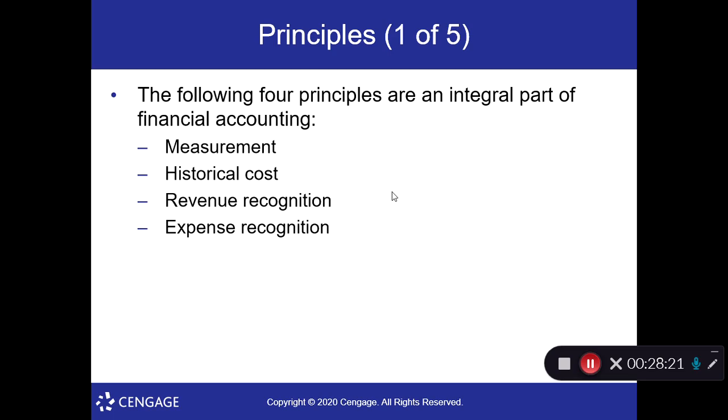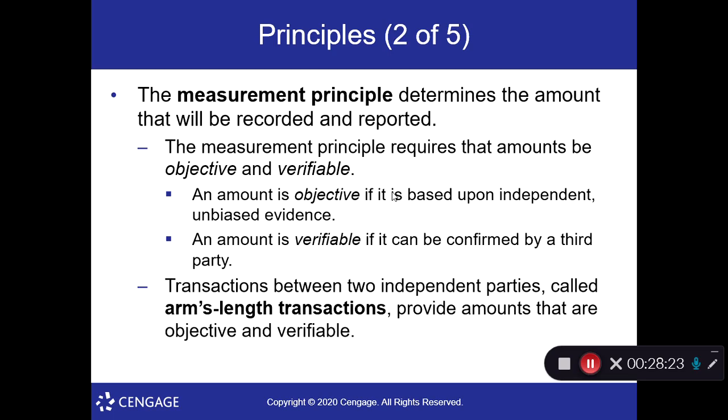And then we have 4 principles of financial statements. The first is measurement. So everything in our financial statement should be objective and it should be verifiable. Objective means could be independently confirmed. What do we mean by that? Let's use an example of cash.